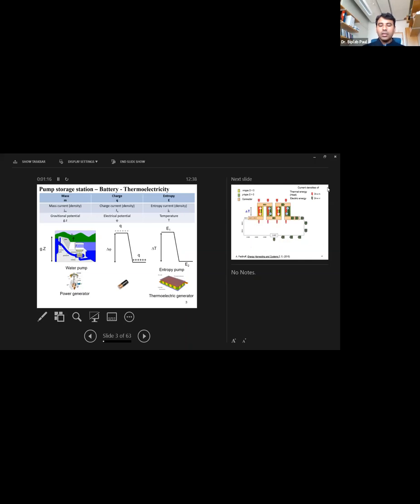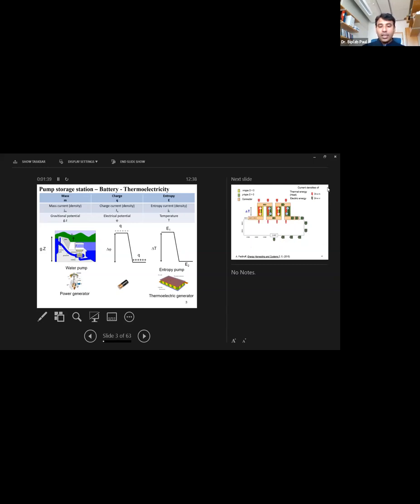So here, thermoelectric is compared with two other power sources, hydraulic power and battery. So what happens in hydraulic power? In hydraulic power, gravitational potential is the driving force. So due to gravitation, water flows down, rotates turbines, and power is generated.